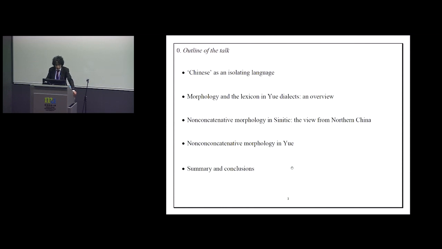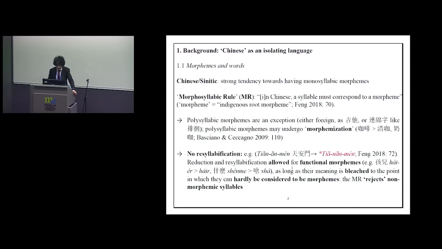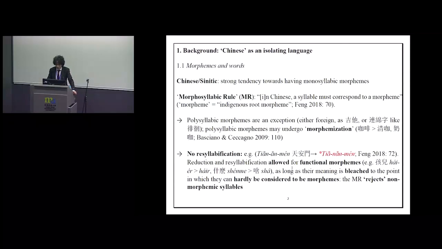And in the second part of the talk, I will shift my focus to a very peculiar phenomenon, which is very often unreported in the international literature, not in literature in Chinese, but in literature in English, which is non-concatenative morphology, highlighting some key differences between what happens in northern China and what happens in the Yue area. So, a very quick overview of some basic facts.